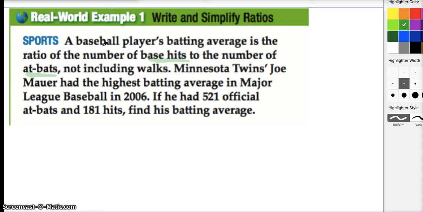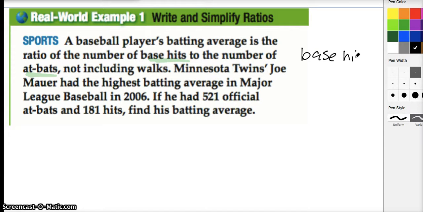So let's take a look. A baseball player's batting average is the ratio of the base hits to the at bats. So I'm going to write that down as a little bit of a guide for me. We're going to put base hits at the top and at bats at the bottom. Now I'm going to come to this information about Joe Mauer, and it says that he had 521 at bats and 181 hits. So that lets me know I'm going to put 181 on the top and 521 at the bottom.